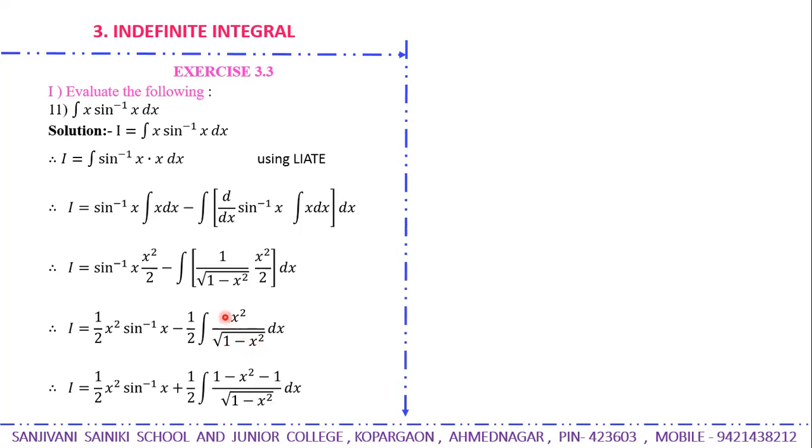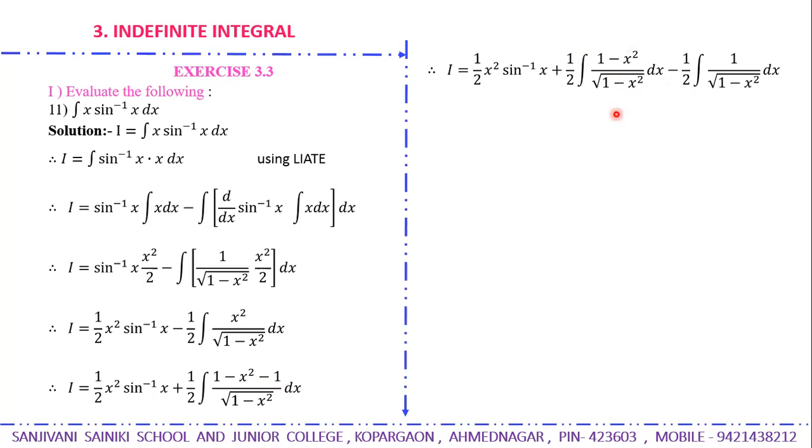In the next step we will adjust the numerator like this, 1 minus x square minus 1. So this 1 will get cancelled and this minus 1 will make this plus minus 1. So no change in the integral. Then in the next step we will divide this root 1 minus x square to this 1 minus x square and minus 1.